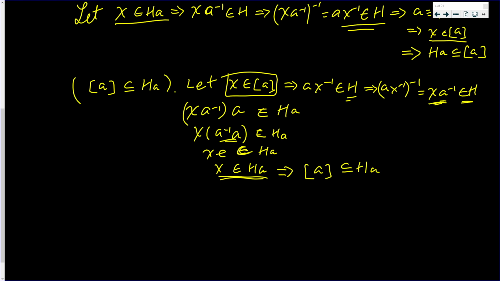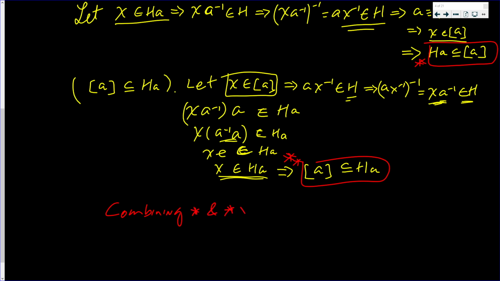Now, combining these two, let's call this star and double star, combining star and double star, we have that Ha is in fact equal to a in brackets. That's what I wanted to prove, and I did.